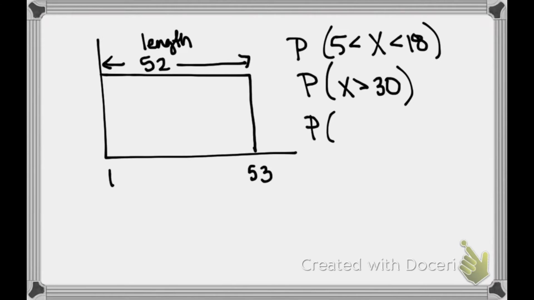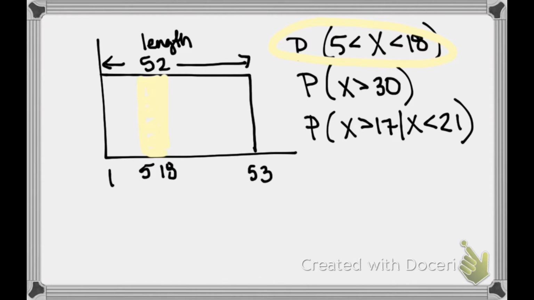What's the probability that x is between 5 and 18, x is greater than 30, or x is greater than 17, given x is less than 21? We can just pretend that this is what's the probability. There's an equal probability of getting into a car accident. So what's the probability that the car accident occurs between week 5 and week 18?